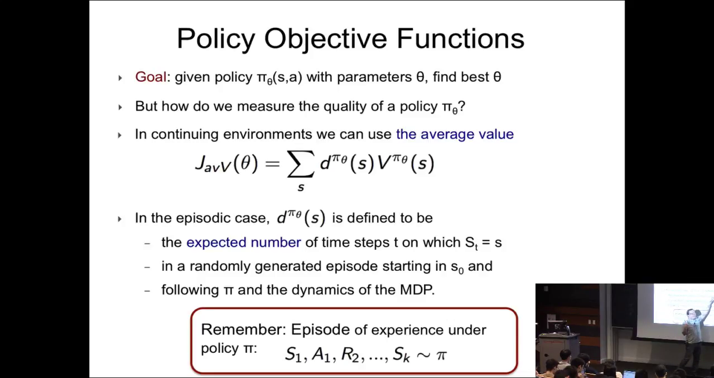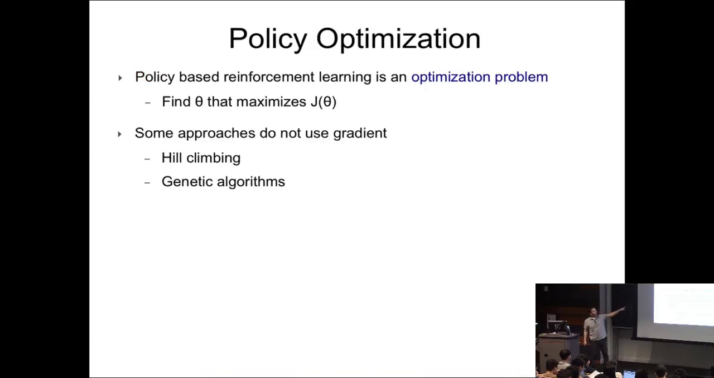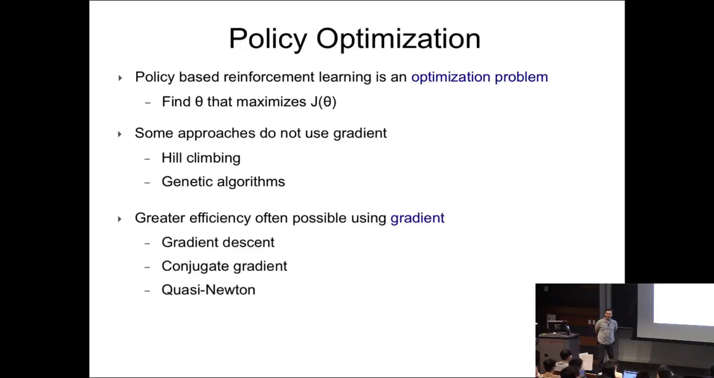Because if I have a policy, I can find the value function, I can take the average of all the states, and that's the evaluation metric. And then I'm going to say, how do I change my policy pi so that this objective is maximized? Some approaches that don't use gradients are hill climbing or genetic algorithms, where you basically do some random perturbations and try to see whether it is improving or not. You can do finite differences and such.